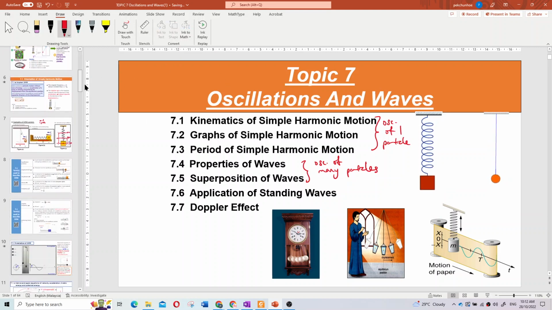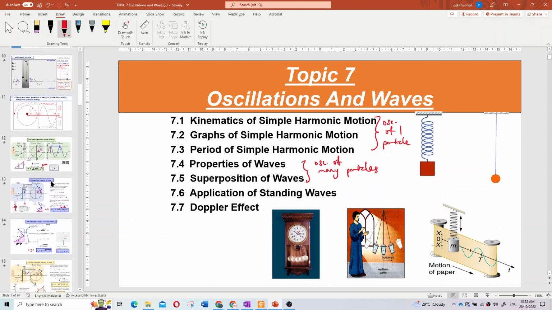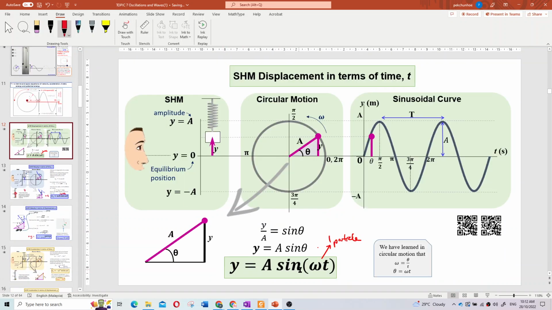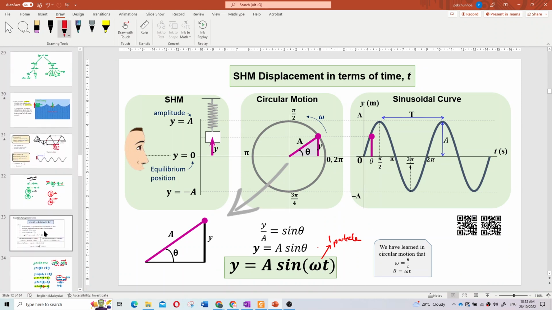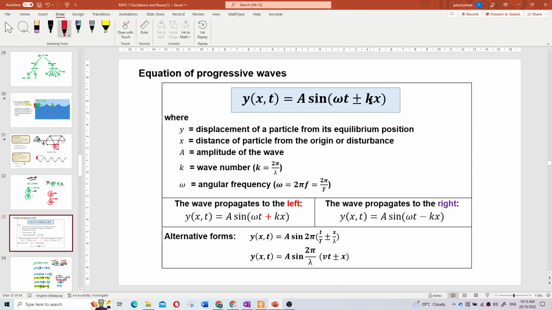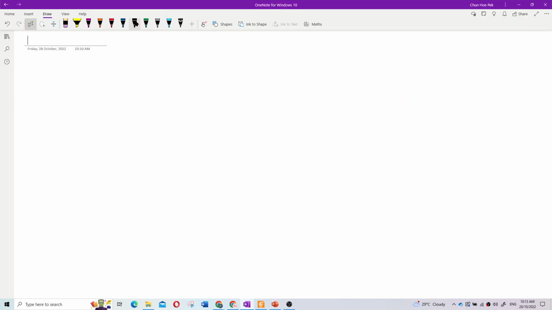The formula last time is as simple as y equal to a sine omega t. Now it has become what? It has become a sine omega t plus minus kx. Okay. So actually, I just want to write down all the things again here. So in 7.1 to 7.3, we are talking about simple harmonic motion.